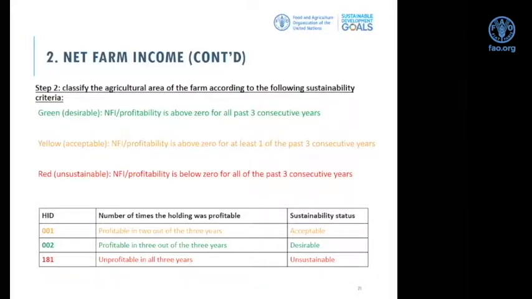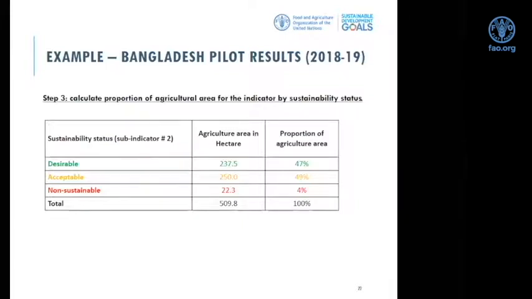Now, again, as a last step, as I mentioned to you earlier, we aggregate the green, yellow and red areas respectively, and then we divide by the agriculture land area of the country, based on the nationally representative sample that we have selected for the survey, to arrive at the proportion. So in this case, 47% of the area for that particular sample was classified as green, 49% was classified as yellow, and 4% was classified as red. So if you have any question related to this indicator, I can stay here a bit. Otherwise, I move on to the next one.